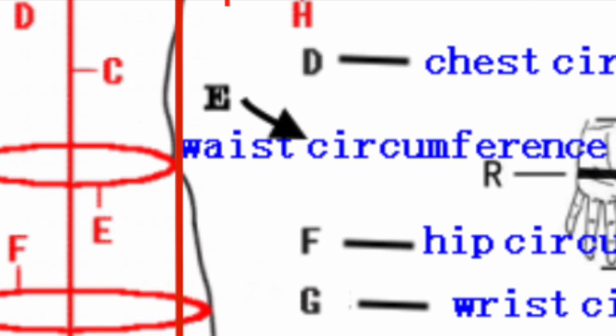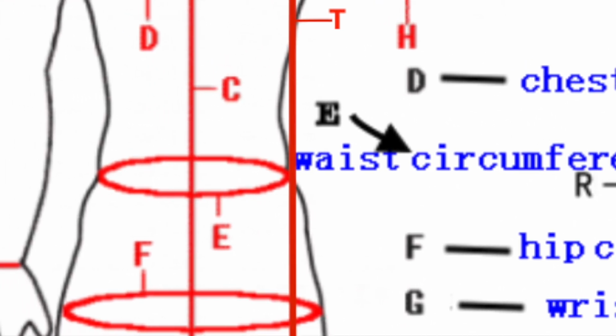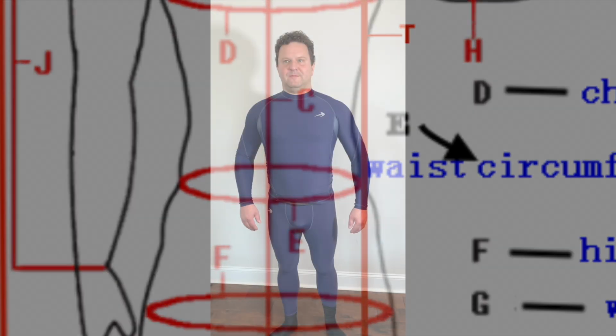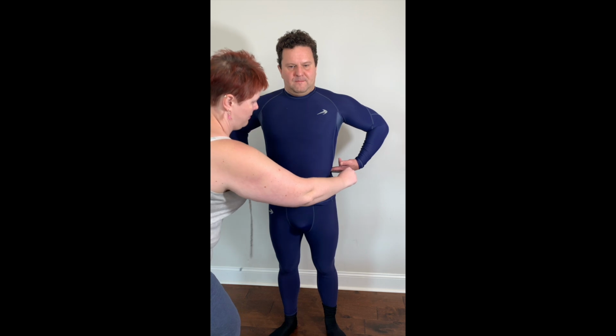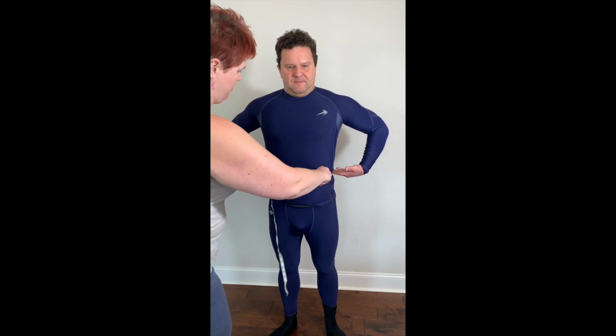For E, the waist circumference, make sure you find the narrowest part of your torso, typically right under your rib cage, and then measure the circumference around, making sure your measurement is level from side to side and front to back.